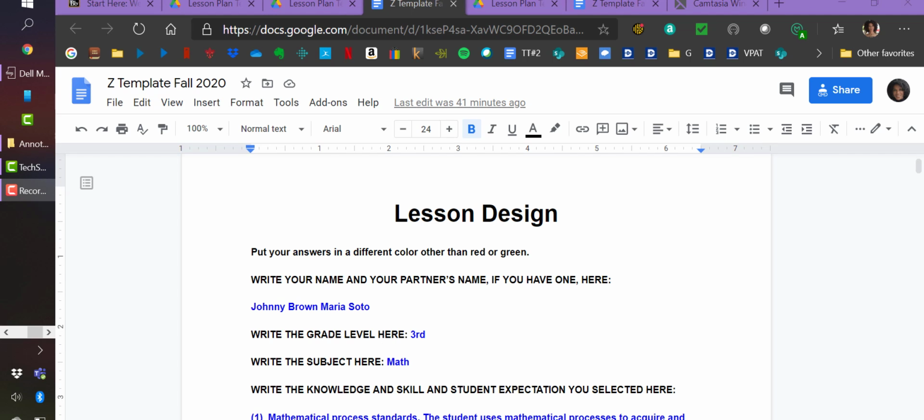So I have left the sample lesson plan, and what I've done is I've gone into a template. This is a template that I have been filling in with just made up names, and I filled in third grade math, and I chose a knowledge and skill and a student expectation for third grade math.